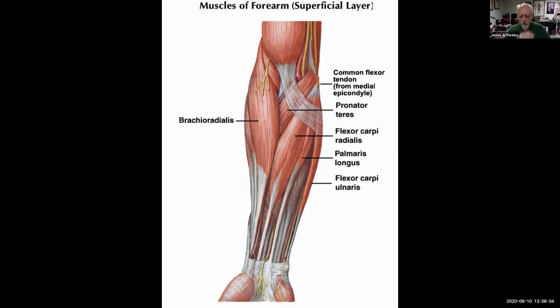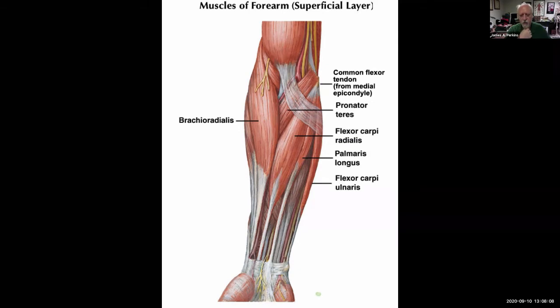All right, the last of these superficial muscles is called flexor carpi ulnaris. Oops, if I can find it. This is yet another one that has part of its origin.